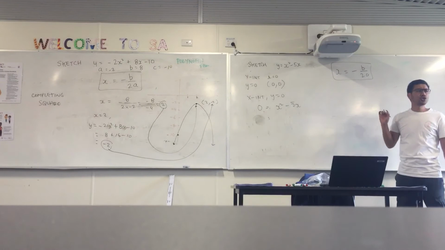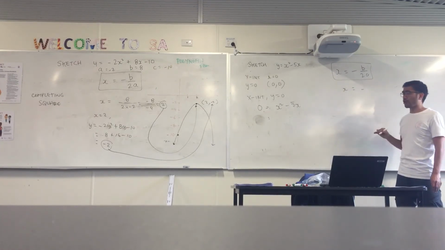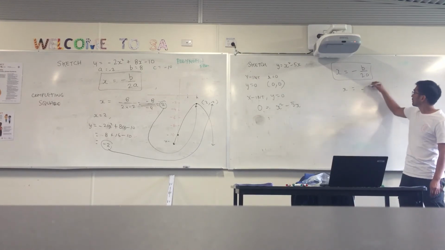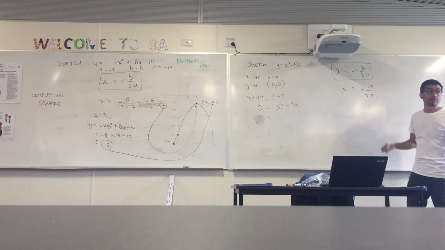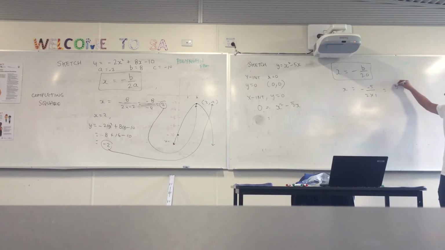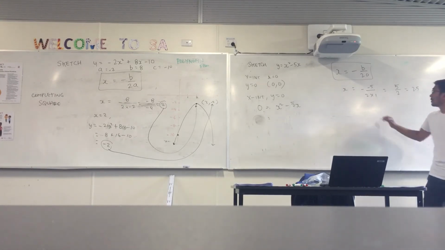A is 1. What, Jerome, is my B in here? B is negative 5. 2 times 1. Negative negative 5, which is 5 on 2. 2.5. Oh, that's something. And Lavanya, what do we do with that 2.5? We sub it into the x.